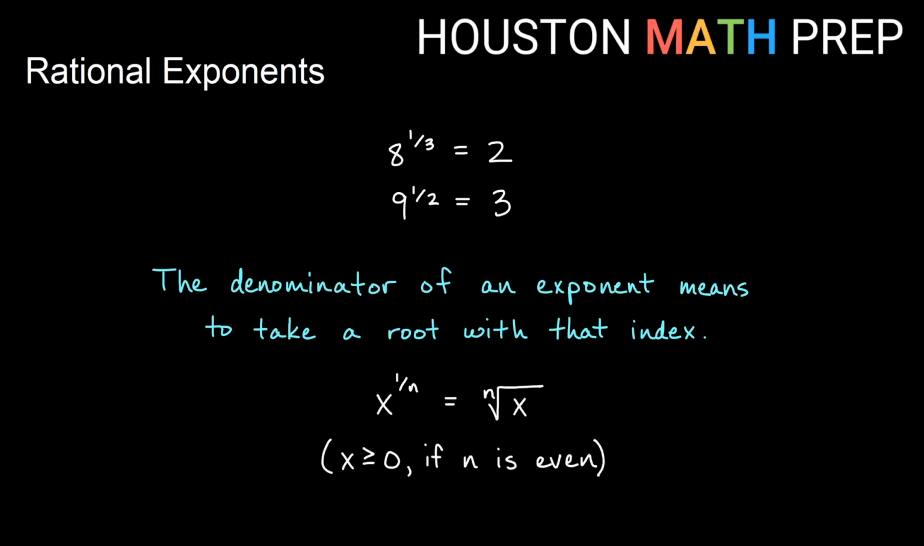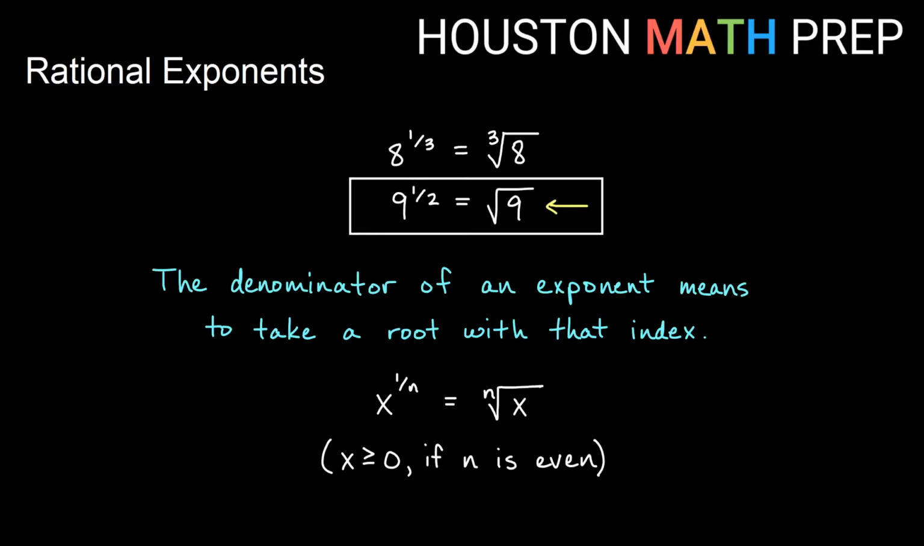So our property for rational exponents is that if I have x to the power 1 over n, that's like taking the nth root of x. We don't want any funny business with trying to take square roots of negatives, so we'll just say that x needs to be a positive number if you're taking an even type of root, like a square root or a fourth root. So 8 to the 1/3 power is the same as the cube root of 8, and 9 to the 1/2 is the same as the square root of 9. Remember, with square roots, we don't write the index 2 in the root. Since it's the most common kind of root, we just leave the 2 off.